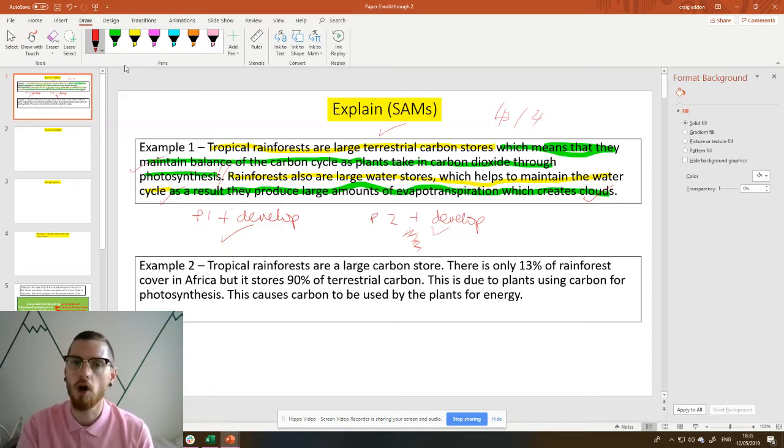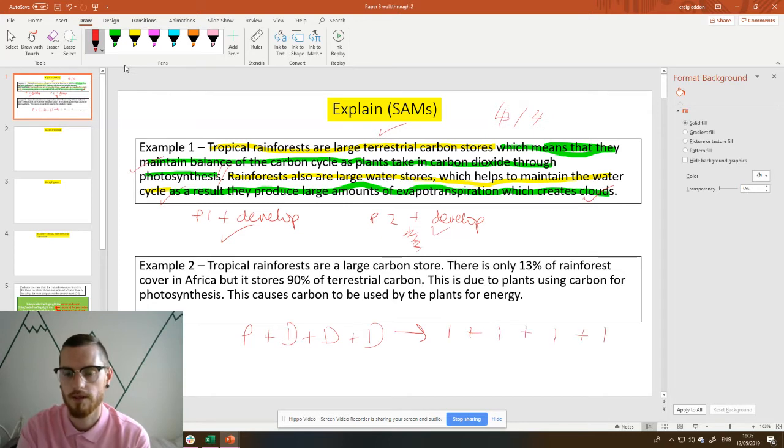Okay, example number 2. The other way you could do this is basically taking 1 point, and then you're going to develop it, and develop it again. So point, develop, new point, develop, new point, develop, new point. Another way to look at it, this would be 1 plus 1 plus 1 plus 1, and the ones are all points, and the pluses would be your key phrases, like this leads to, this means that, or as a result.